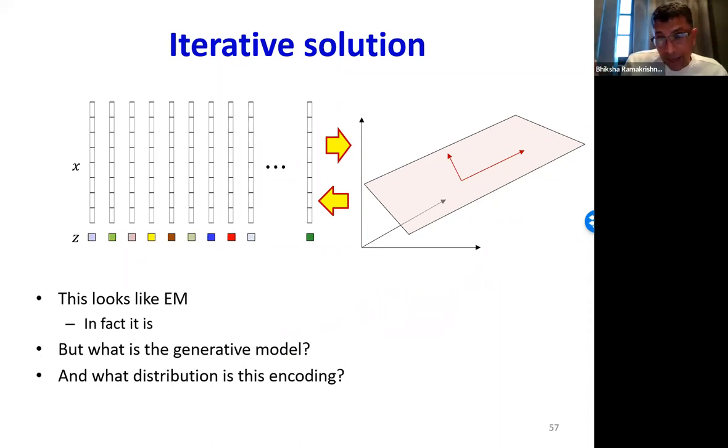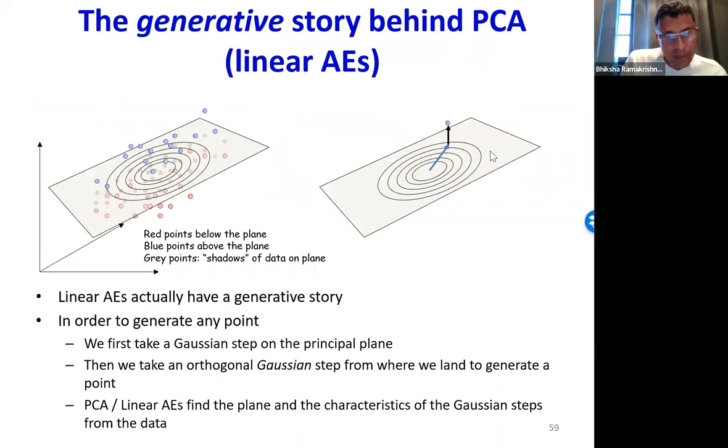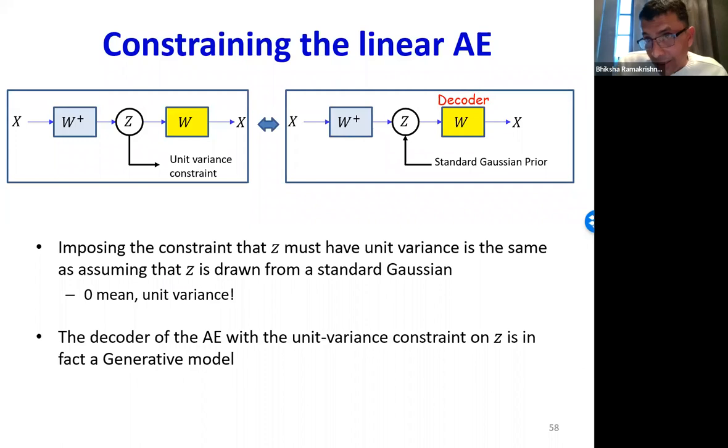But EM, we said, applies to generative models. So what is the generative model that we have over here? What is the generative model this distribution is encoding? This is basically like saying I have an autoencoder, except that on Z, I have a unit variance constraint. So this is like saying that my Z is coming from a standard Gaussian, has a standard Gaussian prior. It's being drawn from a standard Gaussian. And I'm trying to estimate the decoder such that this whole thing works while ensuring that Z has a Gaussian distribution. And now the decoder portion of this autoencoder actually is a generative model.